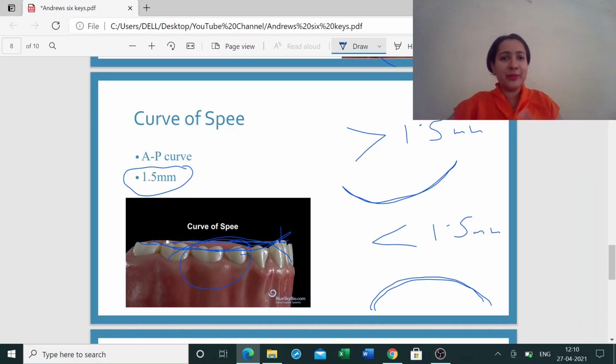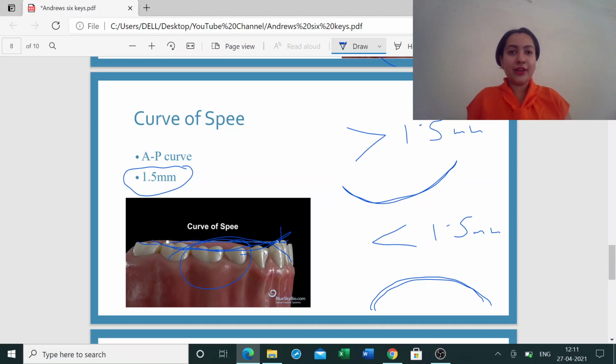Next question which might have been asked in your Viva during your BDS times, or maybe anybody can ask you, how do you measure the curve of Spee? There are good methods where you use a brass wire to measure your curve of Spee. But if there is a situation where you just have a cast, how do you measure it? First thing, curve of Spee is never measured in the patient's mouth intraorally. It has to be always measured on a cast or on a study model.